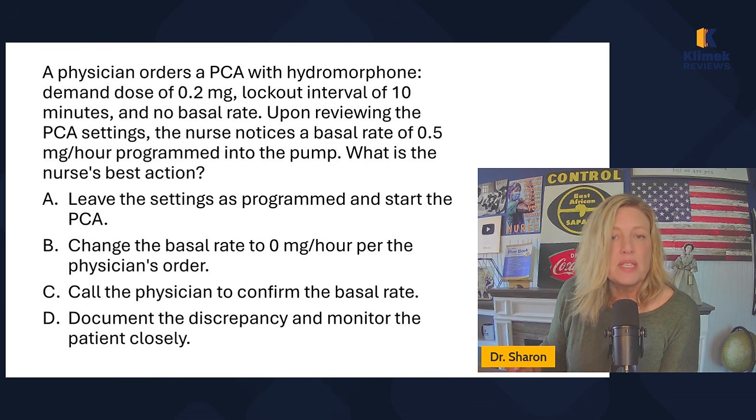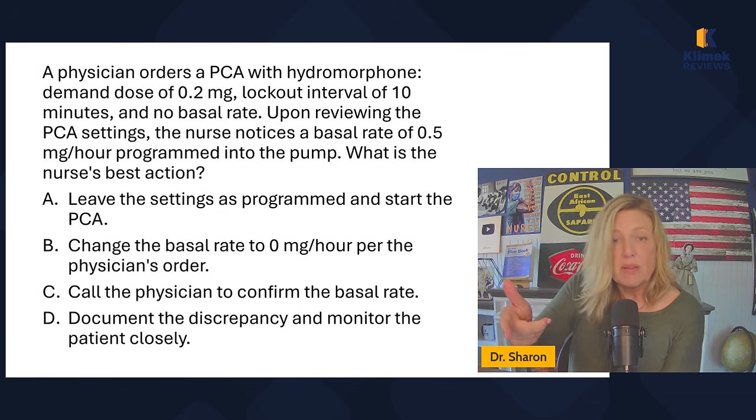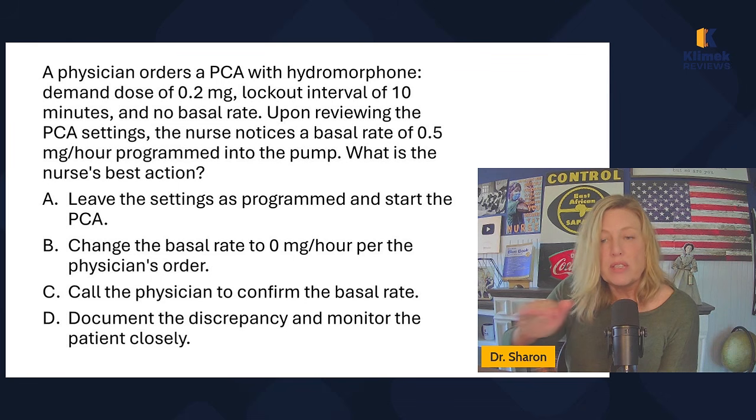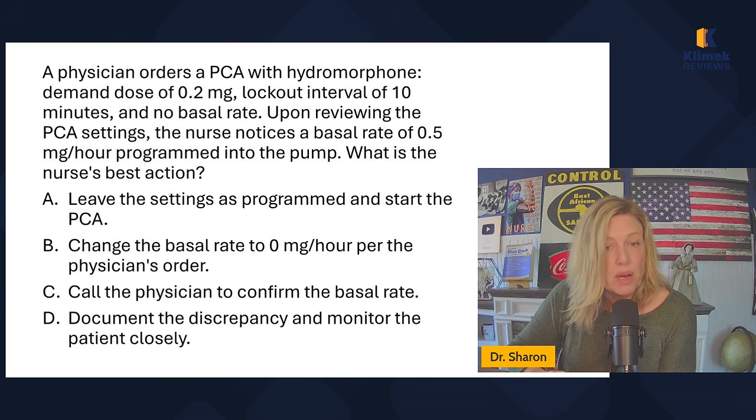A physician orders a PCA with hydromorphone, demand dose of 0.2 milligrams. So the demand is every time they push it. Well, they push it, say every 10 minutes. Lockout interval of 10 minutes. So demand dose, they get 0.2 milligrams, 10 minutes, no basal rate. So no continuous rate. Upon reviewing the PCA settings, the nurse notices a basal rate of 0.5 milligrams per hour programmed into the pump. What is the nurse's best action? So they're not supposed to have a basal rate, and they have a basal rate.